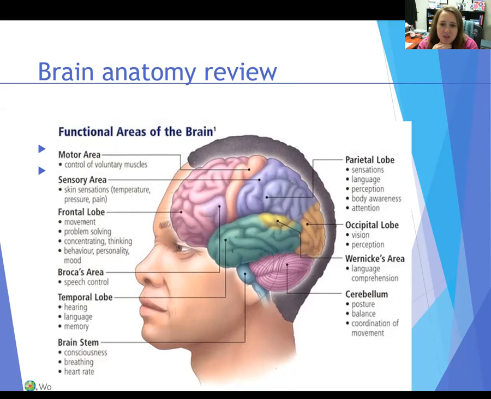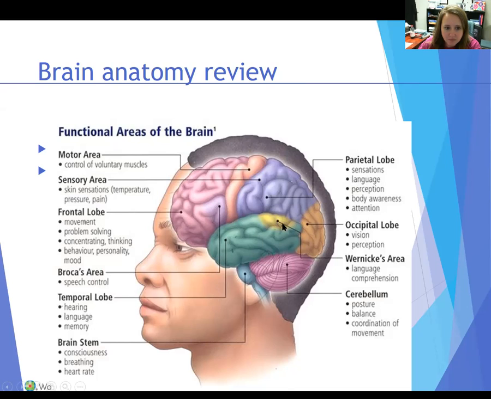So in our parietal lobe, this controls our sensation, language, perception, our sensory area, so skin sensations like temperature and pain. The occipital lobe is primarily vision and color perception. And then our temporal lobe is hearing, language, and memory. And specifically language comprehension, or you'll hear this called this little spot right here in the temporal lobe Wernicke's area. So Wernicke's has to do with language comprehension, and we'll talk a little bit more about that in a few slides.